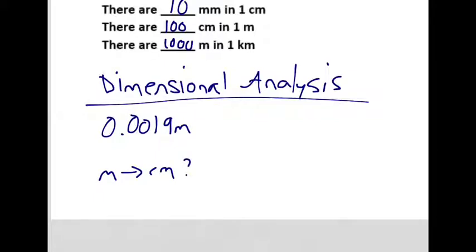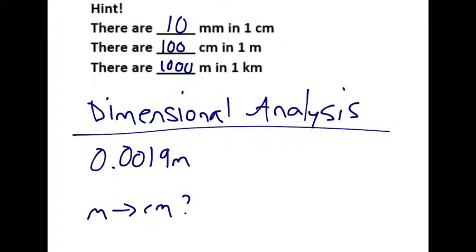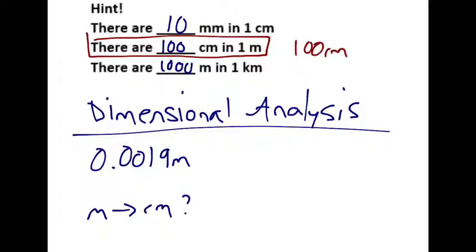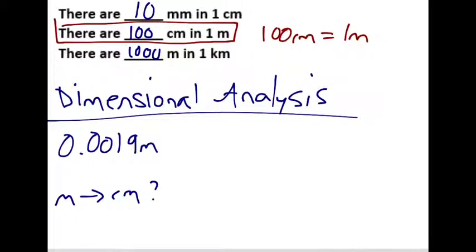Do I have a conversion that goes straight from meters to centimeters? Do I know a relationship between those two measurements? I mean, do I know how many centimeters are in a meter? Yes, we just determined that. There are 100 centimeters in 1 meter, or we could say 100 centimeters equals 1 meter. So what we do is we set up something called a conversion factor, which basically means we take this relationship and write it as a fraction to convert what we have into what we want.